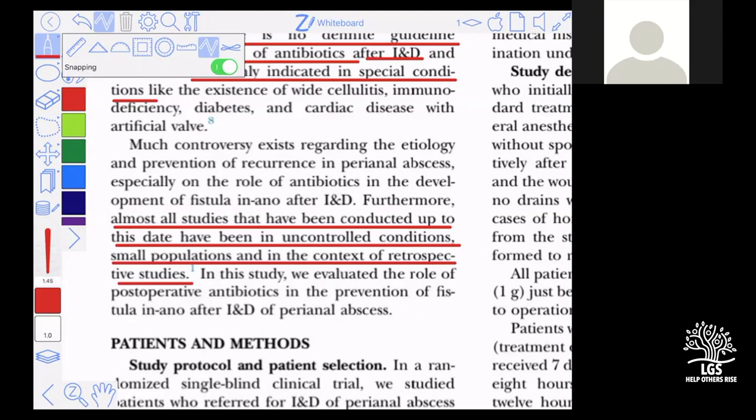And what he's concluding by saying is that we evaluated the role of postoperative antibiotics in the prevention of fistula in ano after I and D of perianal abscess. This is what we need to know. Right, and as I said, rather than reading the abstract, if you just went through these 3 paragraphs, you have a substantial idea about the present state of knowledge of fistula in ano. Even if you didn't do anything except read the first paragraph and then move along, you will end up being so much smarter and wiser.